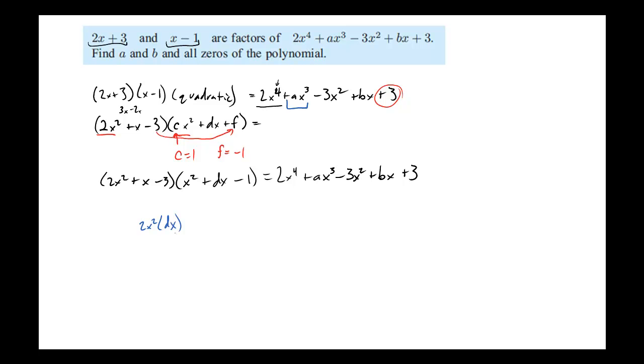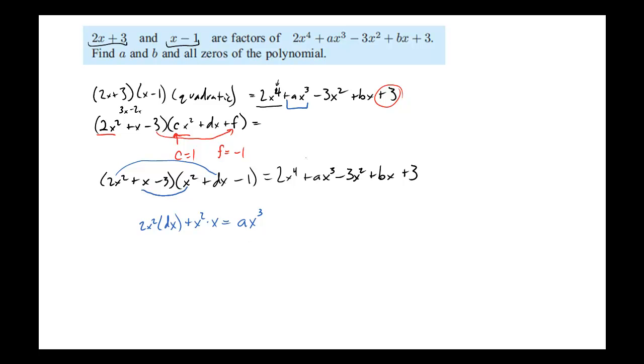will give me an x cubed. Right? And the other way I can get x cubed, because that was this one right here, I could also do x squared times x. So plus x squared times x. Both of those are going to give me x cubes. That's the only combination of all of these that will give me x cubed. So these together have to give me ax cubed.